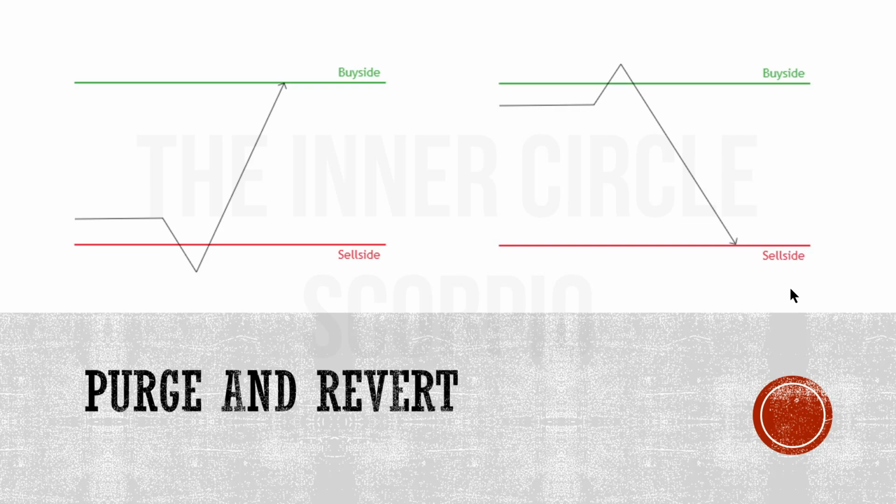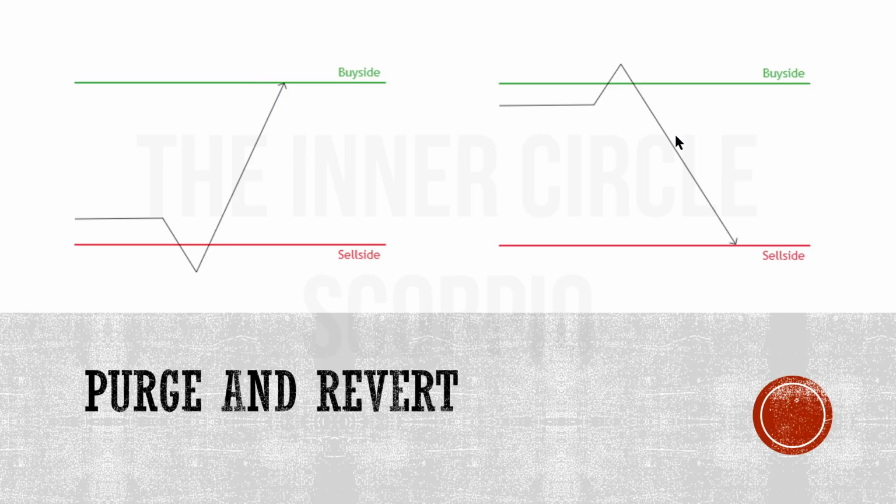Okay, so once again we'll talk about the purge and revert. What is purge and revert? We have our drawn liquidity on the buy side, and we see that the price is moving here, and then it goes down, takes out the sell side, and immediately rushes up towards the buy side. This is called a purge and revert in a bullish model.